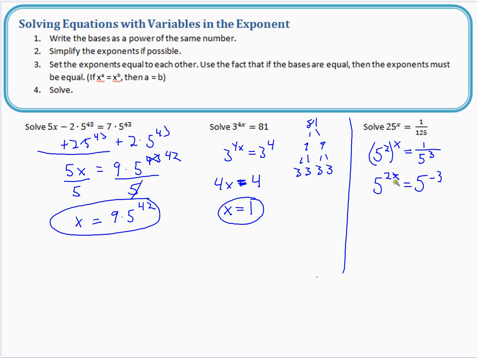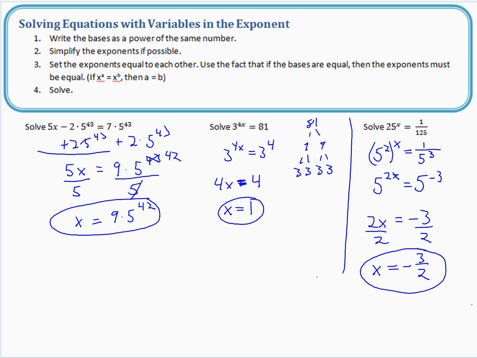And now we have 5 to a power equals 5 to a power, so therefore those exponents have to be equal to each other. And we get 2x is equal to negative 3. Dividing both sides by 2, we get our answer, which is negative 3 halves, or negative 1 1/2. And x equals negative 3 halves.